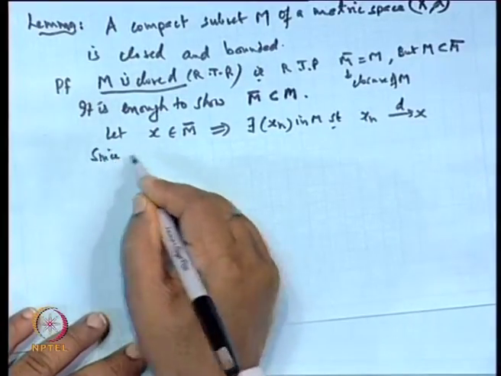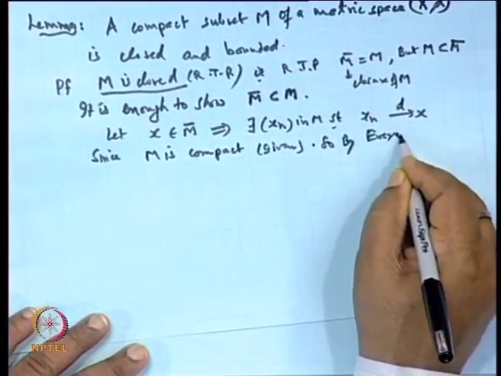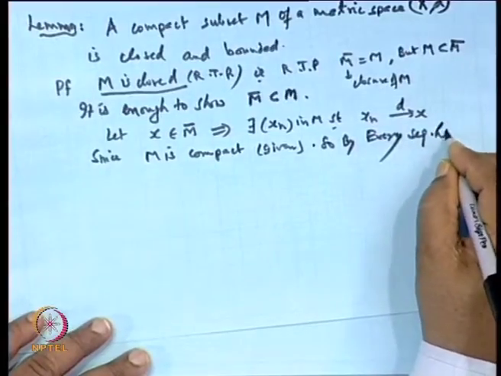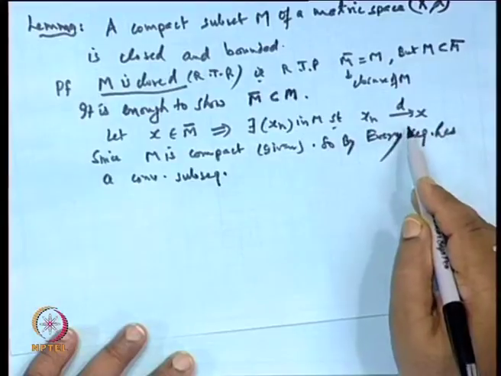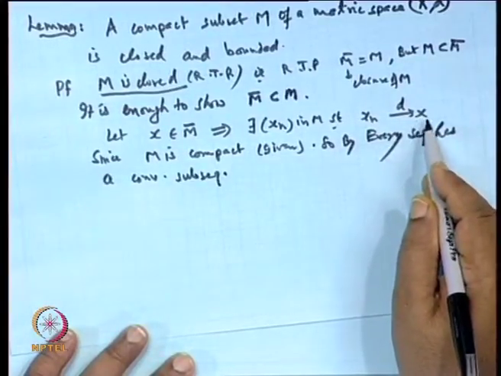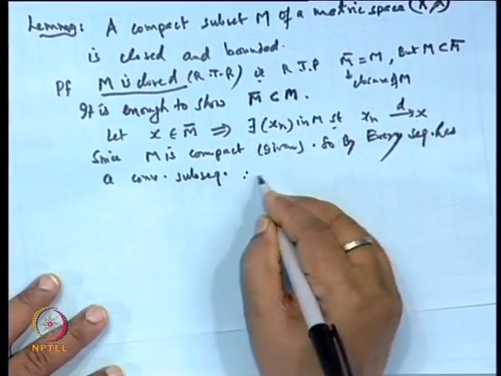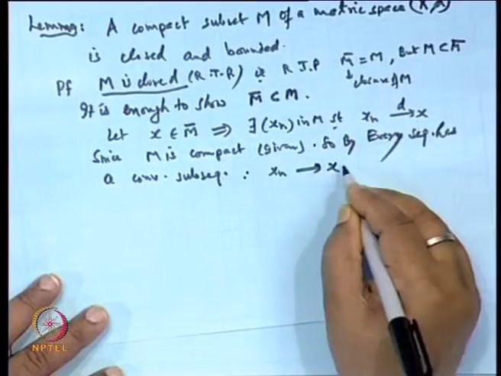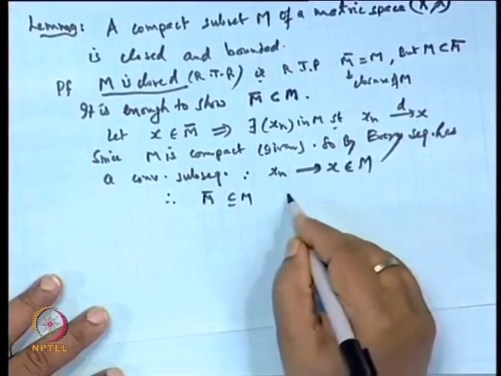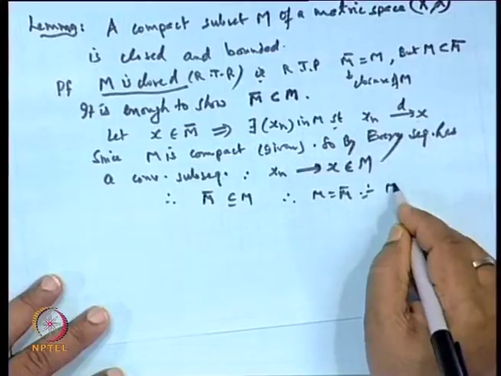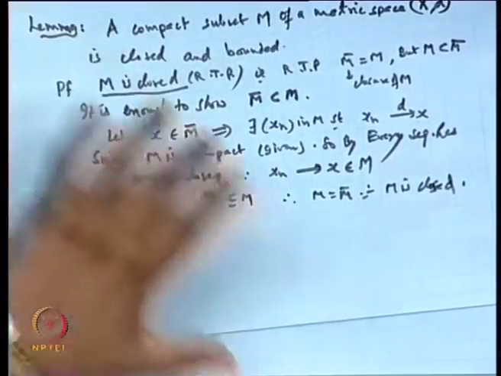Since M is compact, by definition every sequence has a convergent subsequence. So x_n will also have a convergent subsequence whose limit point will not be different from x, because if x_n is convergent, all of its subsequences converge to the same point. Therefore, this sequence x_n has a convergent subsequence which converges to x, and it must be a point of M because M is compact. Therefore, M bar is a subset of M. So M is equal to M bar, hence M is closed. Okay. So if M is a compact set, then it has to be a closed set.